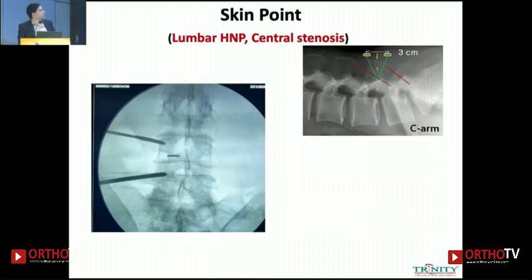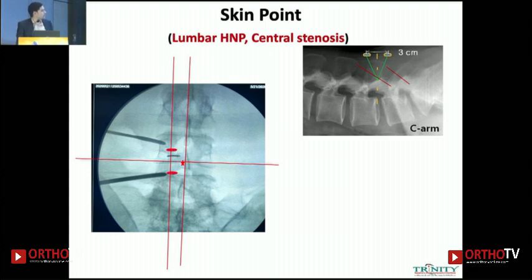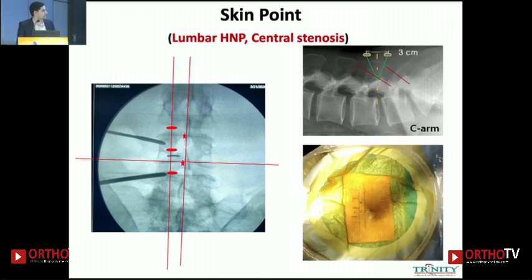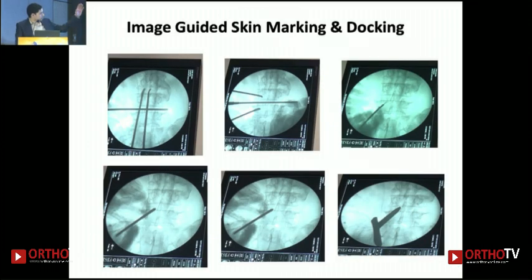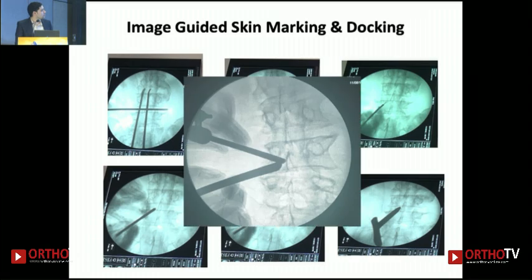So this is how you mark your markings. You take an AP C-arm, mark the midline, mark the medial pedicular line, mark the upper end of the target level disc. This is your target area, the spinolaminar junction, and you create your portal somewhat like this in line with the medial pedicular line, and for a multi-level you create it like this. So this is what the picture looks like, marking, and this is the number of steps one has to follow to do this UBE guided marking under image. Once you dock your scope and instrument, you start your work.